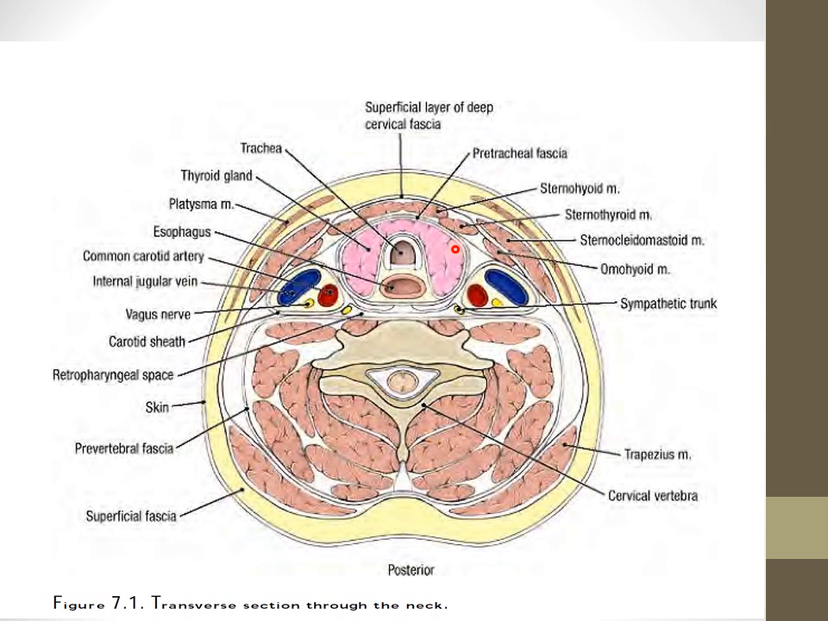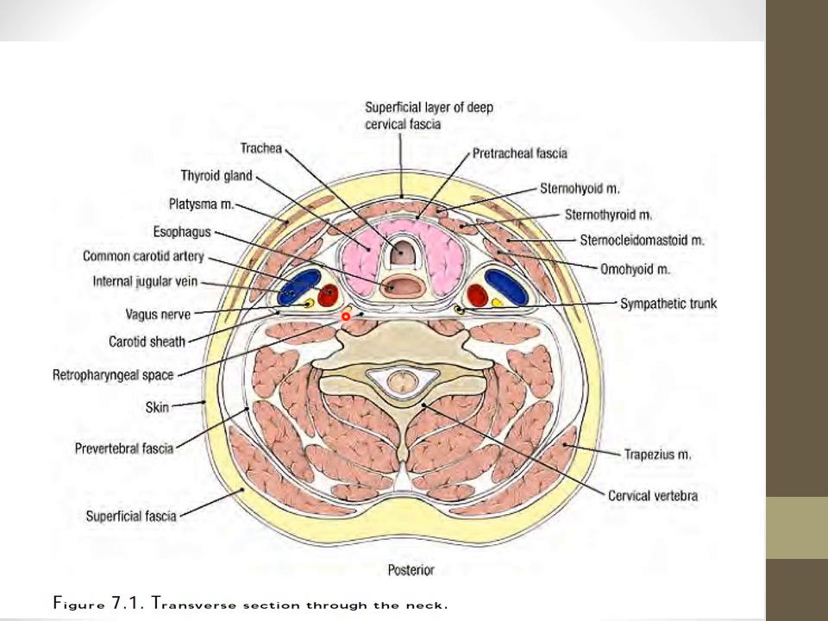Overall you can see we have a whole lot of fascia, and I always think it looks a little bit like saran wrap that is wrapped around structures to compartmentalize things, keep things together, and divide parts of the body into different compartments.